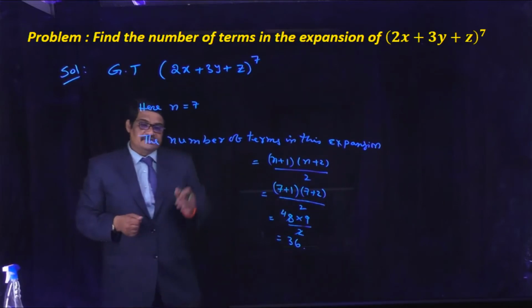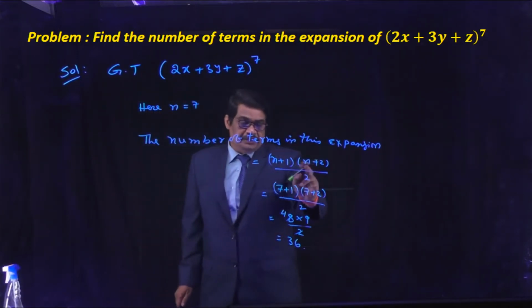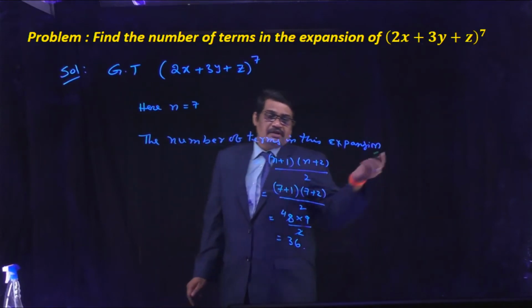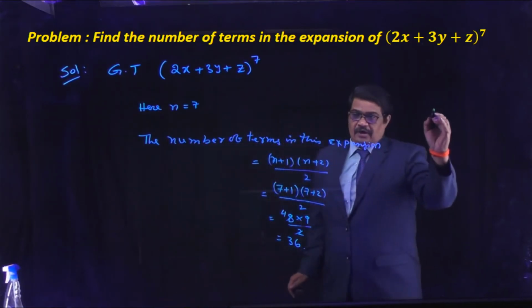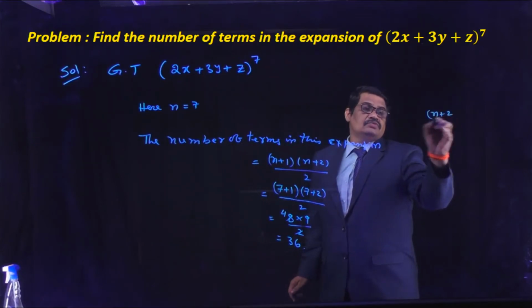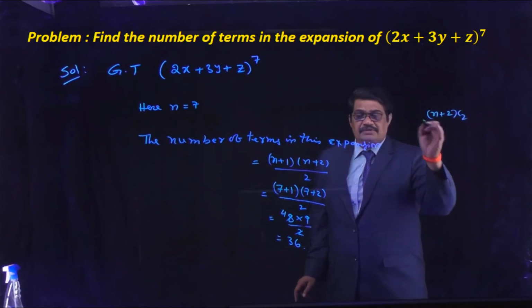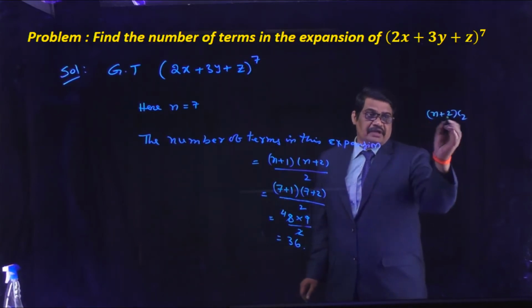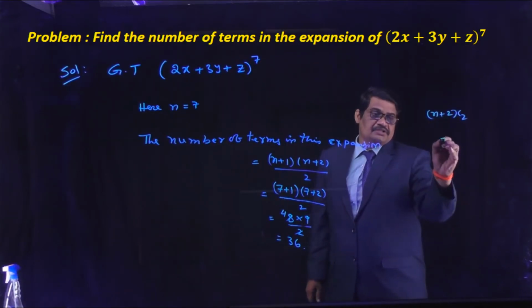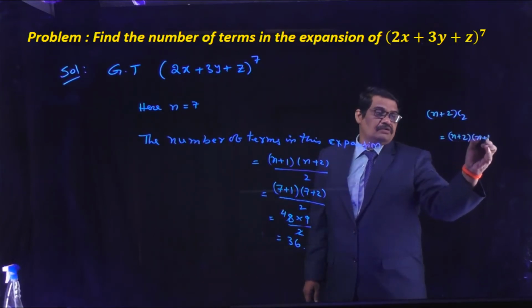In this expansion, the number of terms is given by the formula (n+1)(n+2)/2, or otherwise the formula is (n+2)C2. Remember this: the number of terms in the trinomial expansion is (n+2)C2, that is, (n+2)(n+1)/2.